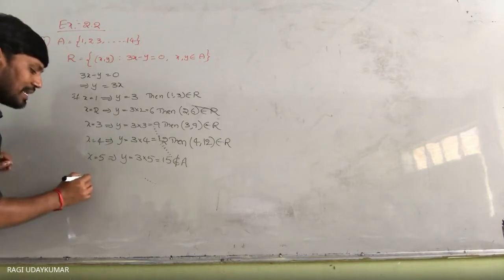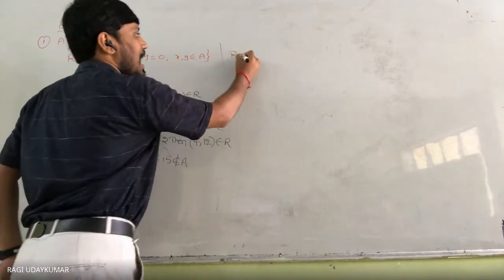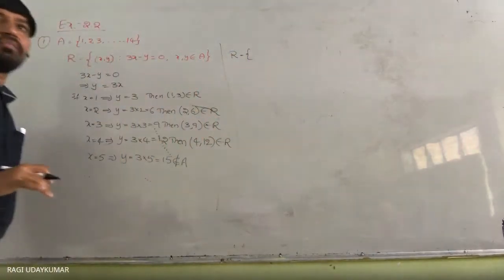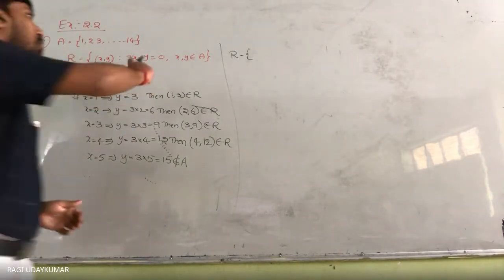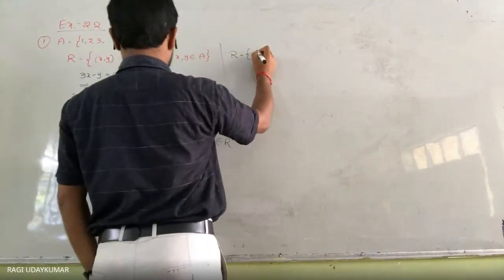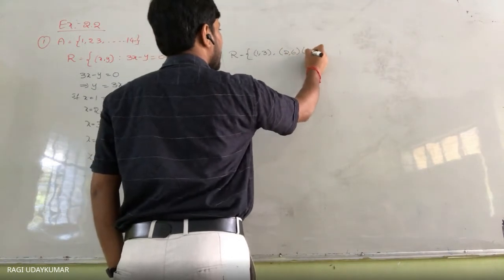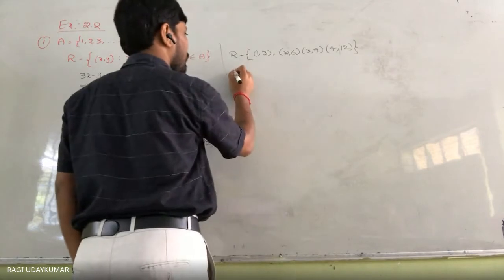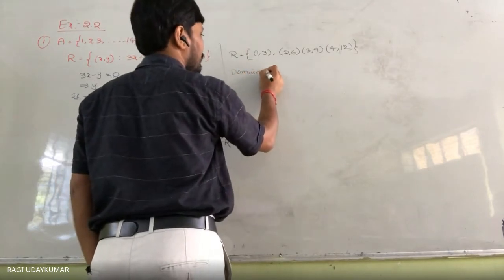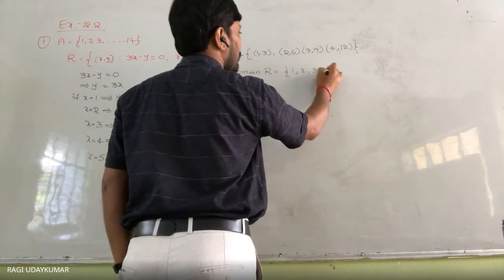So what is the relation R we are going to get here in roster form? This is the set builder form of R, but we have to write the roster form, and we have to write the domain, codomain and range. So what are the elements we are going to have? (1, 3), (2, 6), (3, 9), (4, 12). So what is the domain of R? The set containing the elements only 1, 2, 3, 4.